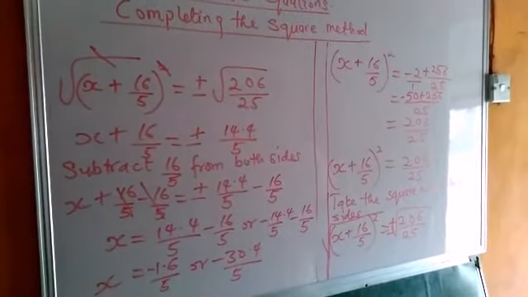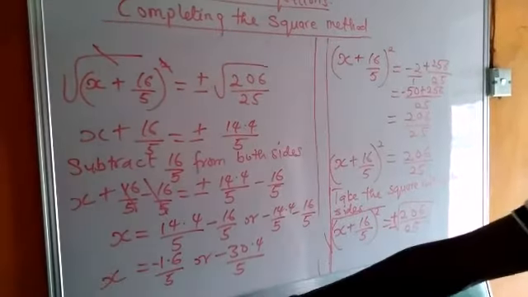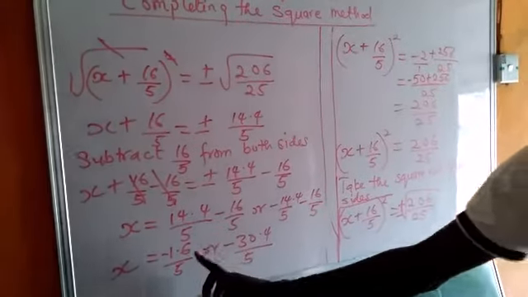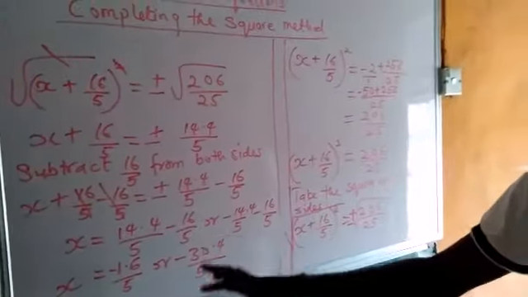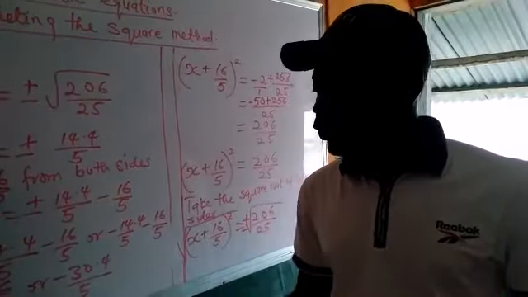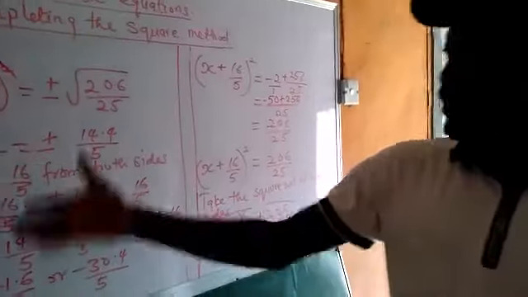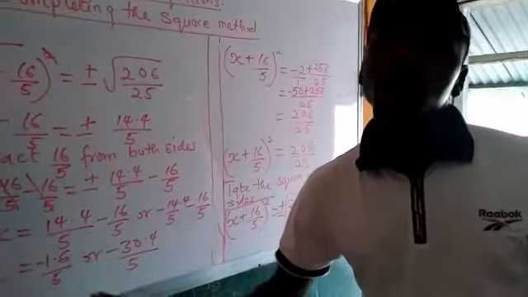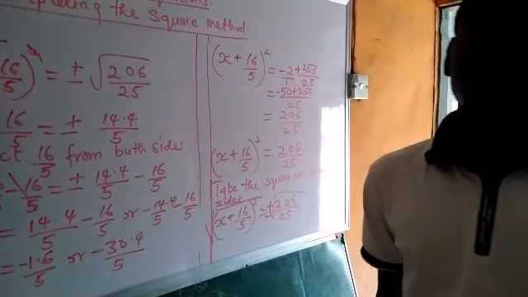So these are the two values for x. Either x is equal to minus 1.6 over 5, or x is equal to minus 30.4 over 5. This is the way to use the completing the square method in solving your quadratic equation. Thank you.